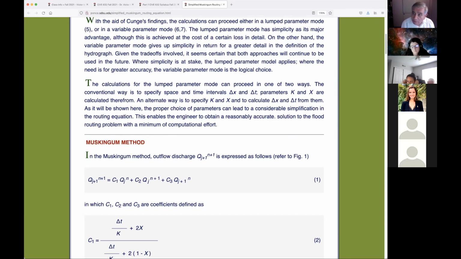What is the routing problem? The routing problem is to follow the progression of a flood wave along a channel. That's all the routing is. What actually happens is the flood wave moves with a celerity, which is technically the kinematic wave celerity, the celerity of Seddon, and then it does attenuate. The attenuation depends on the size of the wave. If the wave is kinematic, it should not attenuate. If the wave is diffusive, it will attenuate a little bit.